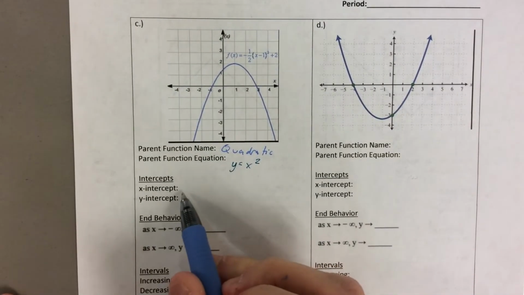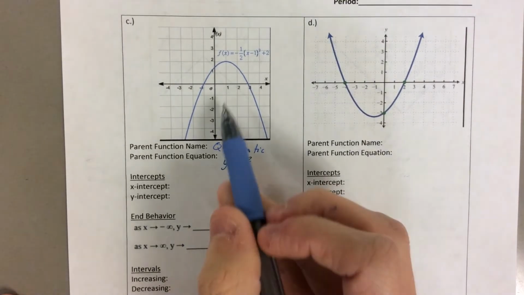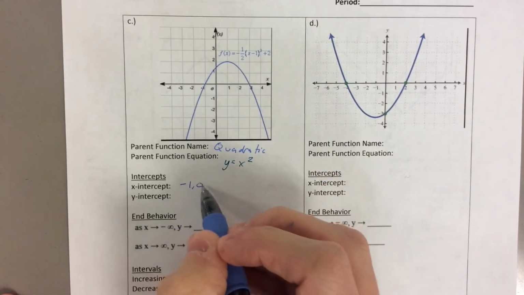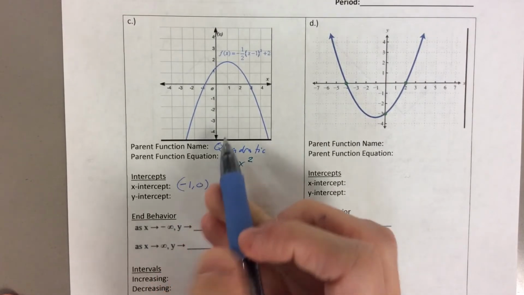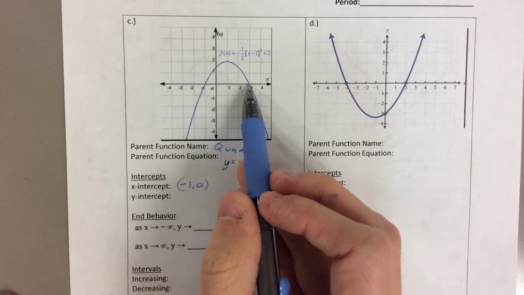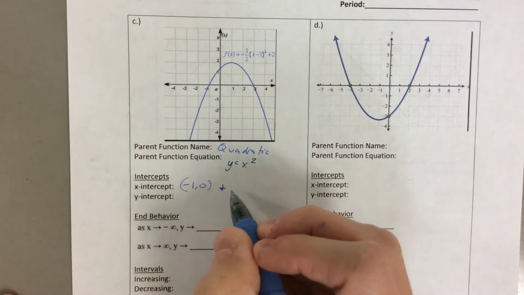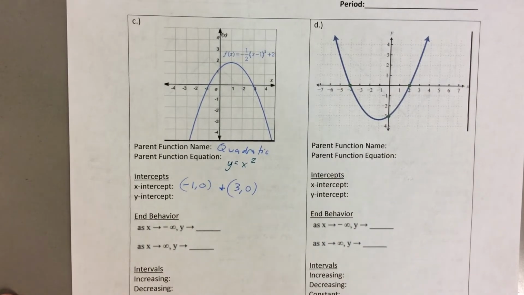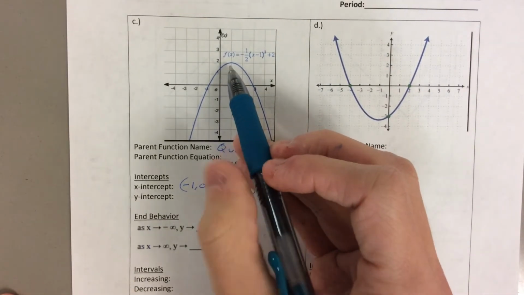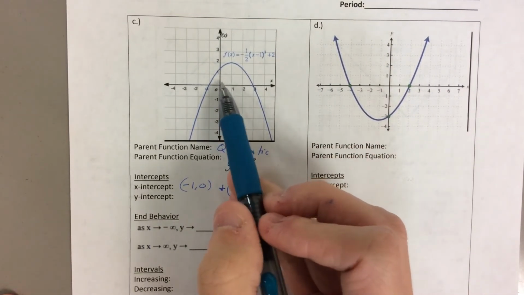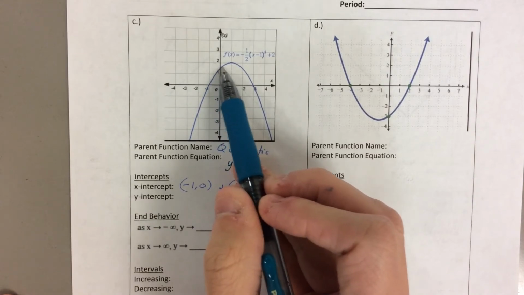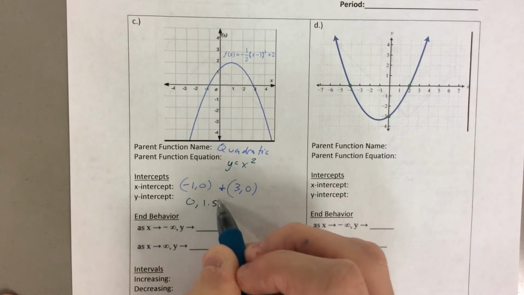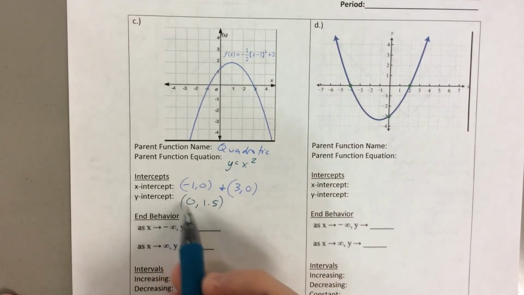And then we need to figure out the x-intercept. So looks like it crosses right there. So we write that as -1, 0. And then we have one where it crosses the x-axis right here. So that would be 3, 0. Y-intercept, we just kind of got to make a judgment call on this. And I'm just going to say it's at about a y of 1.5. So 0, 1.5 is our y-intercept.